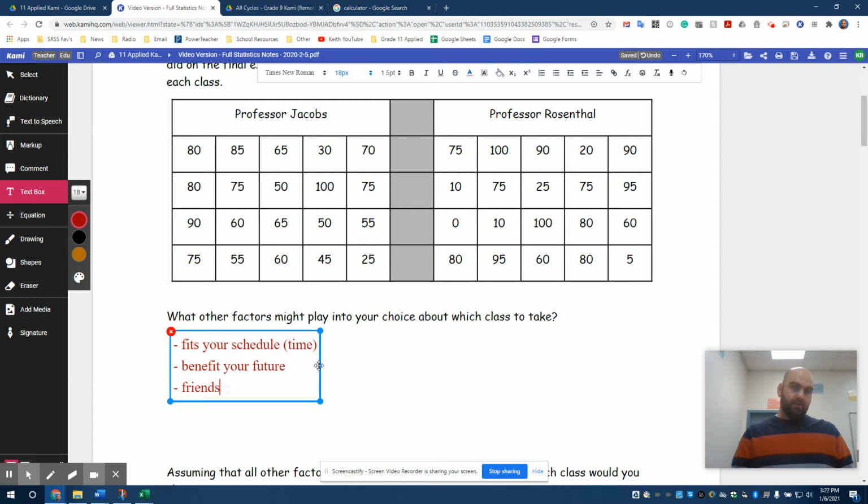Another one, friends and peers. Are your friends in that class? In high school, you may not get a choice as to what classes you're in based on your friends. You might not be able to say, "Yeah, I want to be with my friend." In university, you can.